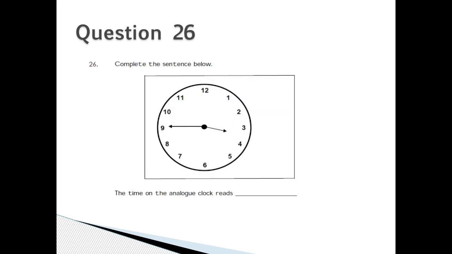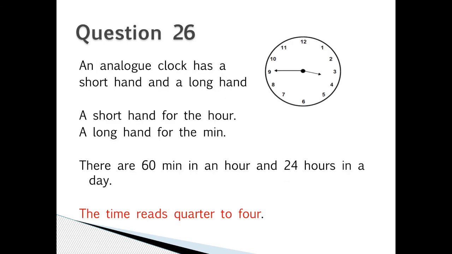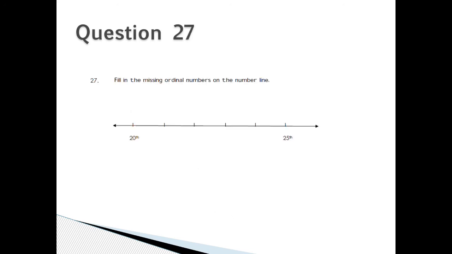Complete the sentence below. The time on the analog clock reads what? An analog clock has a short hand and a long hand. A short hand for the hour and a long hand for the minute. There are 60 minutes in an hour and 24 hours in a day. The time reads 3:45. Fill in the missing ordinal numbers on the number line.